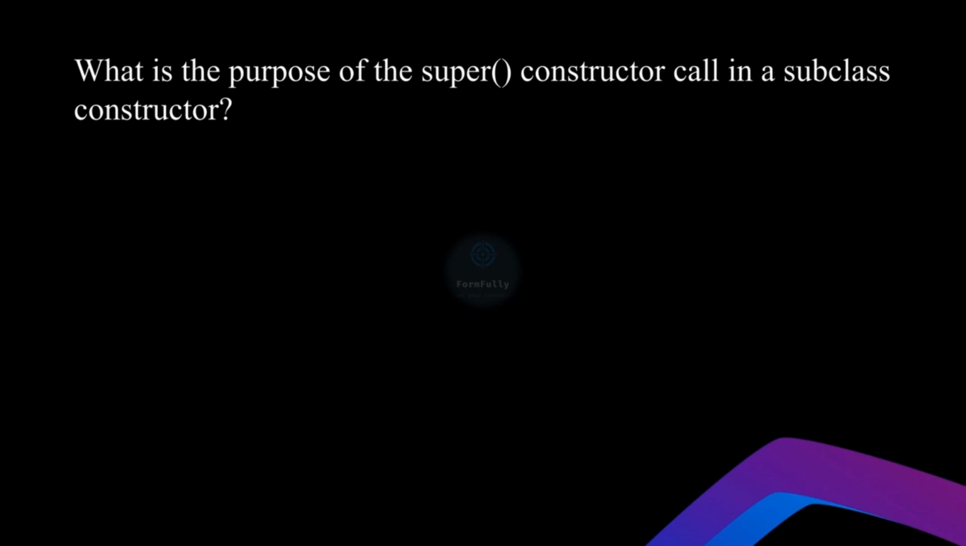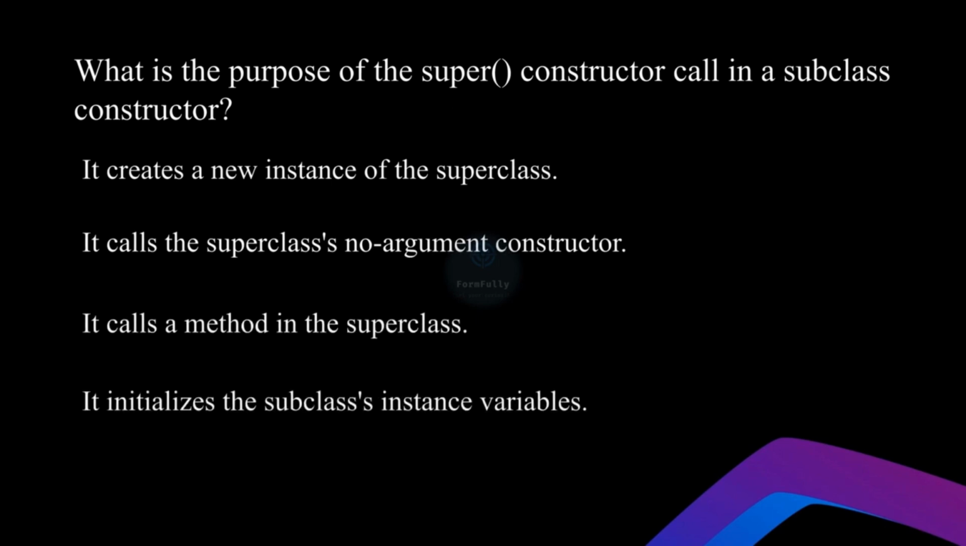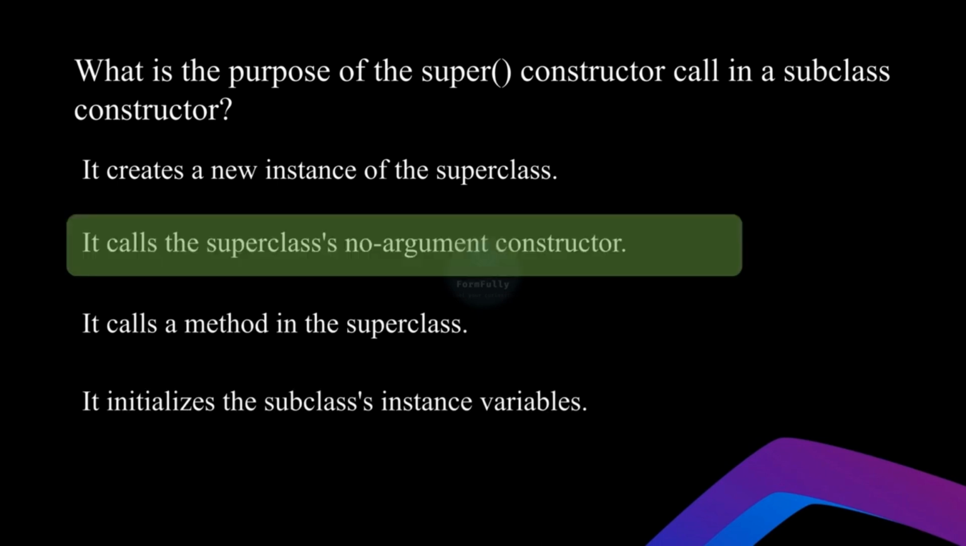Next question. What is the purpose of the super constructor call in a subclass constructor? Options are: it creates a new instance of a superclass. It calls the superclass no-argument constructor. It calls a method in the superclass. It initializes the subclass instance variable. Here, option B is correct as the super constructor call in the subclass constructor is used to call the superclass no-argument constructor. Option A is incorrect because it doesn't create a new instance of the superclass.